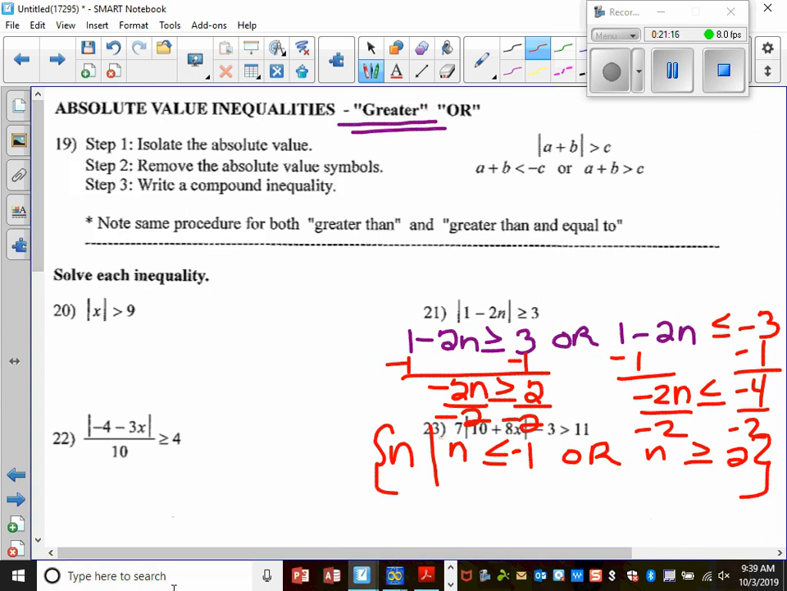Okay, let's go ahead and do number 1. It's a very basic one, but it's already been isolated. So we write it exactly like we see it first. X is greater than 9, or X is less than -9. And then put your such that symbol and your set brackets, and you're done with that.